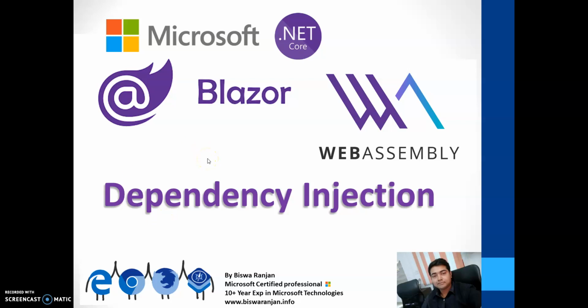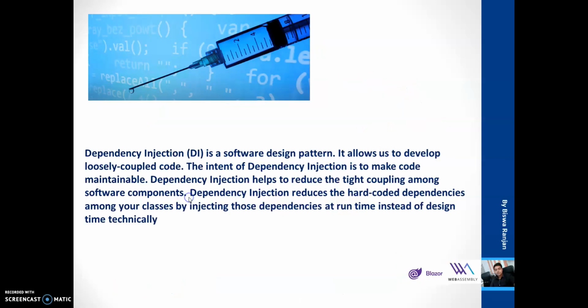What is dependency injection? Dependency injection is a software design pattern that allows us to develop loosely coupled code. The main intent of dependency injection is to make code easily maintainable. It helps reduce the tight coupling among the software components. It reduces the hard-coded dependency among our classes. Okay, so what is dependency?